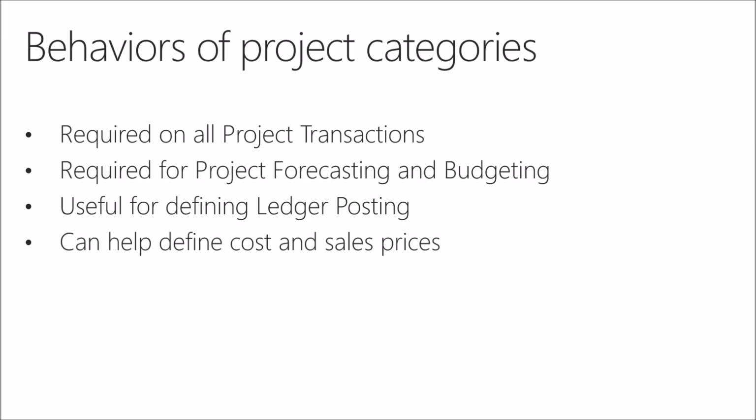You can set up pricing, whether it's a cost price or a sales price, around specific project categories. And then a lot of the different reports you can run in a category specific way within the Dynamics AX project management and accounting module. There's other pieces of information. These are just some of the key points that I wanted to talk towards. Once we start getting into the application a little more, you'll start seeing where categories fall in line.